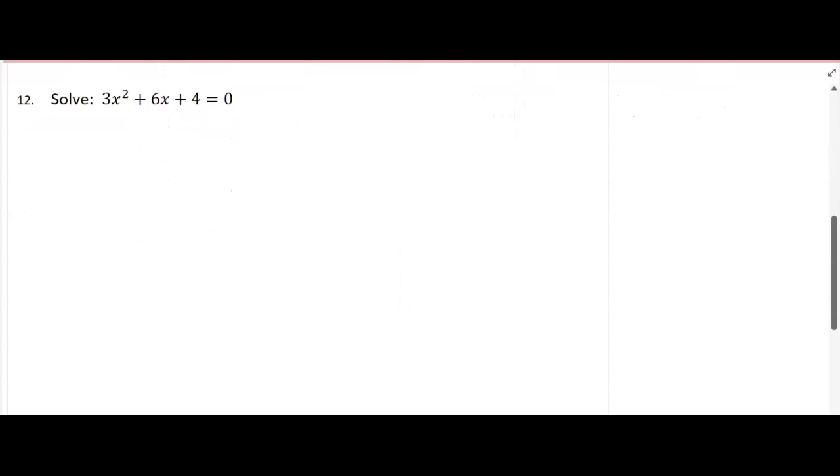All right, solve this problem. It doesn't say how to solve it, but it is a quadratic. Factoring is not going to be the easiest way to do this problem. I don't think it factors. It's going to be difficult to complete the square, although not too bad. I would just use the formula. So to use the formula, I'm talking about using the quadratic formula.